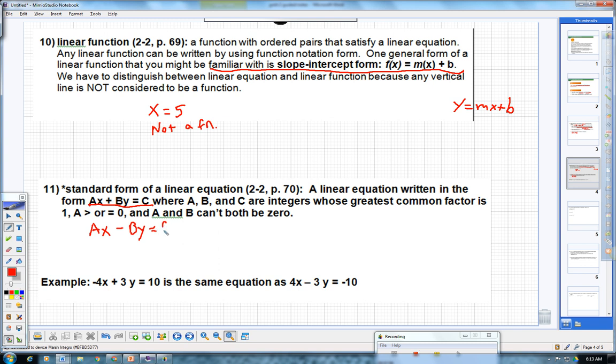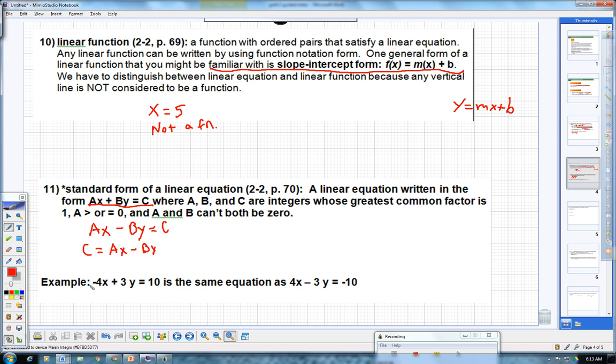I always say, if you know your ABCs, you should remember standard form, ABC. Sometimes I denote it as C equals either ax plus by or ax minus by. But they're going to ask for the A value, the B value, and the C value in your skill set, in your homework tonight.